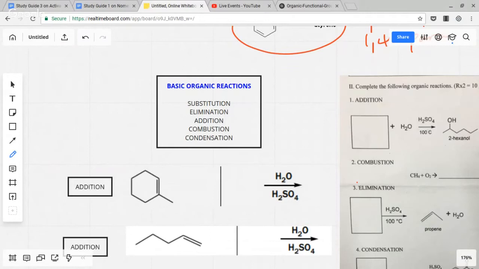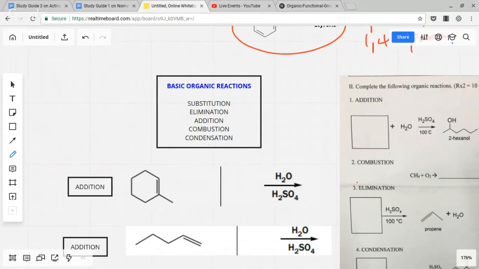And of course, the other reactant in your combustion reaction should be oxygen gas. Okay? And lastly, condensation. When we say condensation, that means that you produce water in the product. So you have to trace where water comes from. So water is H2O. You've got to trace how come water was formed in this reaction. So where did it come from?